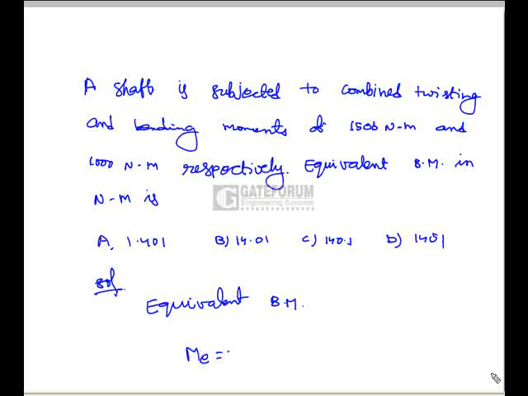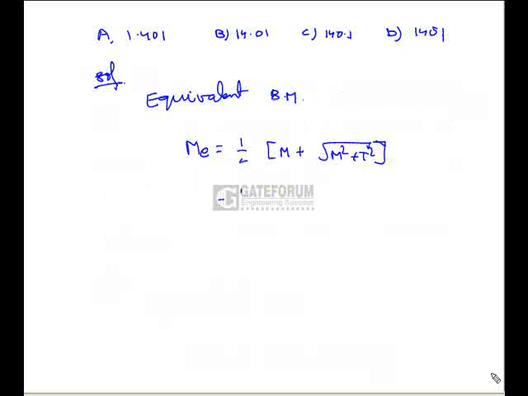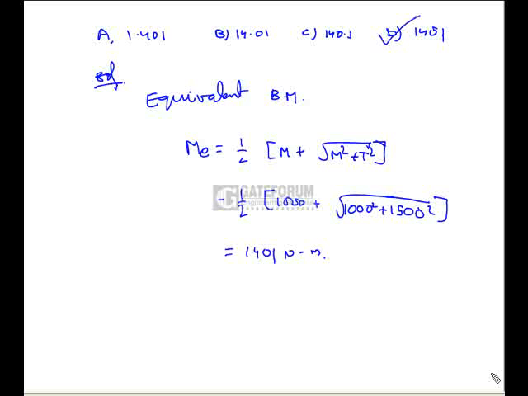When a shaft is subjected to combined twisting and bending moments, the equivalent bending moment is given by half of M plus root of M square plus T square. So just substitute the M and T values in this equation. M is 1000 Newton meter, that is the bending moment, and T is the twisting moment, 1500 Newton meter. On simplification it is equal to 1401 Newton meter, and the correct option is D.